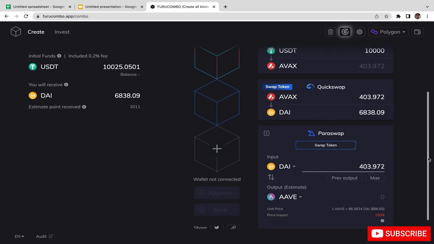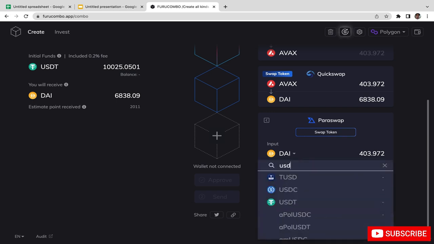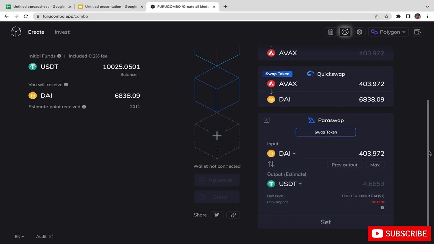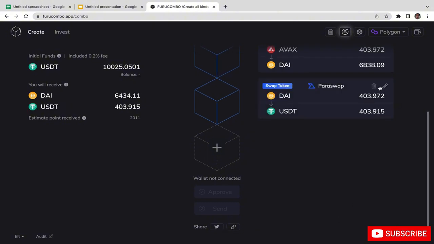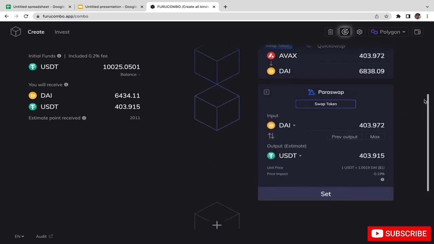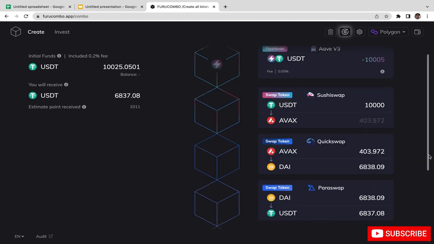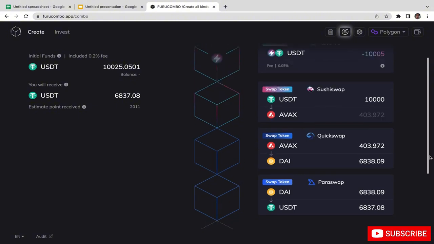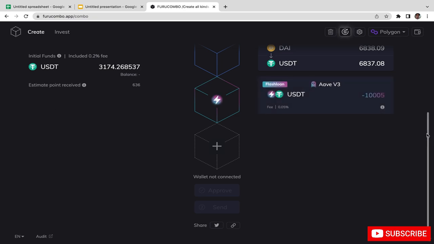Now, since we borrowed the money in USDT, then we need to return it back in USDT, obviously. So let's, okay. I think I made a mistake here. It should have been 6,838 DAI. Okay. Yep. Okay, here we go, guys. Let's pull this down all the way to the bottom.